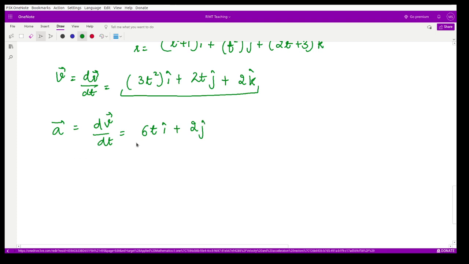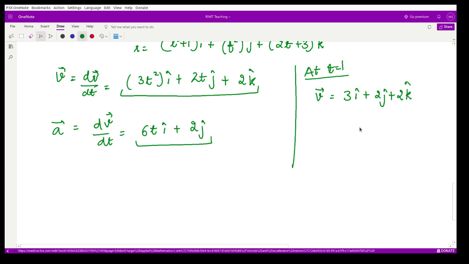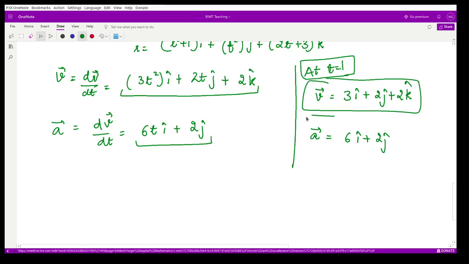Now we have to evaluate the value of acceleration as well as velocity at the point t is equal to 1. So at t is equal to 1, your vector v is going to be equal to, instead of t you will substitute 1 here. So you will have 3 I cap plus 2 j cap plus 2 k cap, right? And acceleration would be equal to 6 I cap plus 2 j cap at the point t is equal to 1. So now you have the vector for velocity and the vector for acceleration.